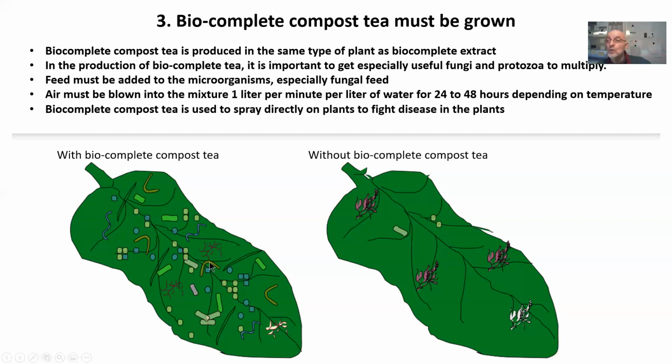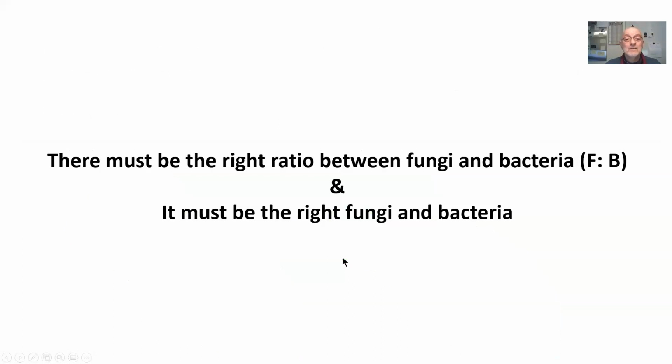So when the plants are already growing and the soil is covered, you can use Biocomplete Compost Tea. It is to make a biofilm on the leaves. This is what it's all about: this film of beneficial bacteria will reject or fight diseases coming in, whether it's bacteria or fungus. There must be the right ratio between fungus and bacteria, the right fungus and bacteria.